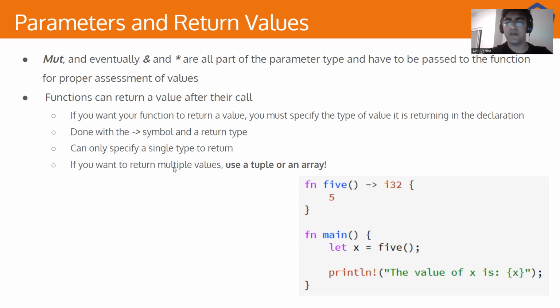If you want to return multiple values, you have to use a tuple or array because functions cannot return multiple values on their own. Tuples allow you to return multiple values of different types, and arrays allow you to return multiple values of the same type, but both allow you to return multiple pieces of data together in a single function.